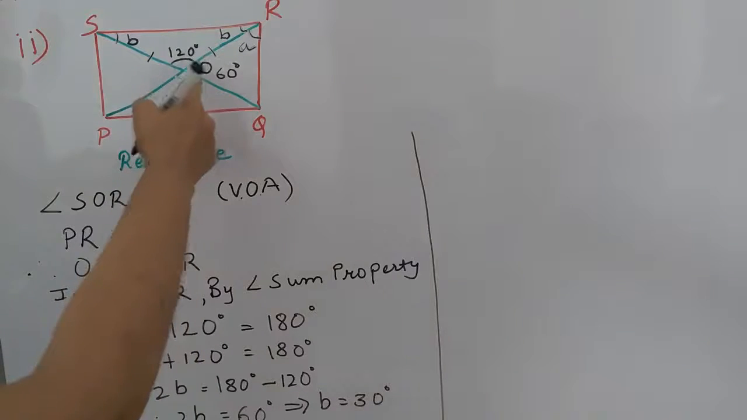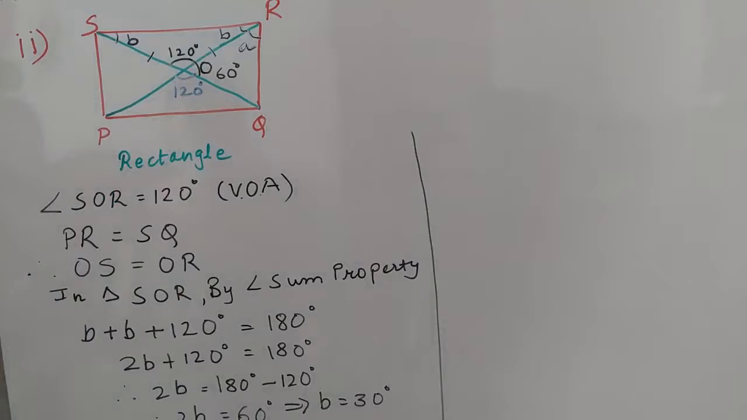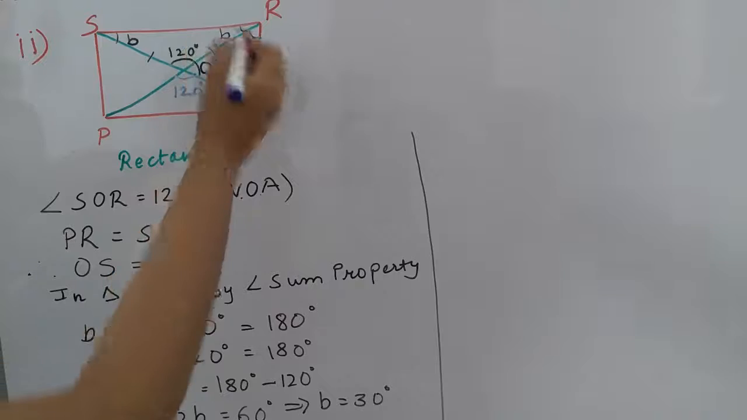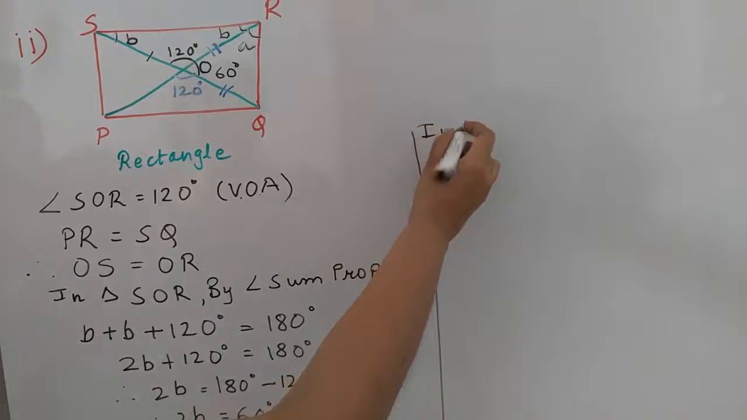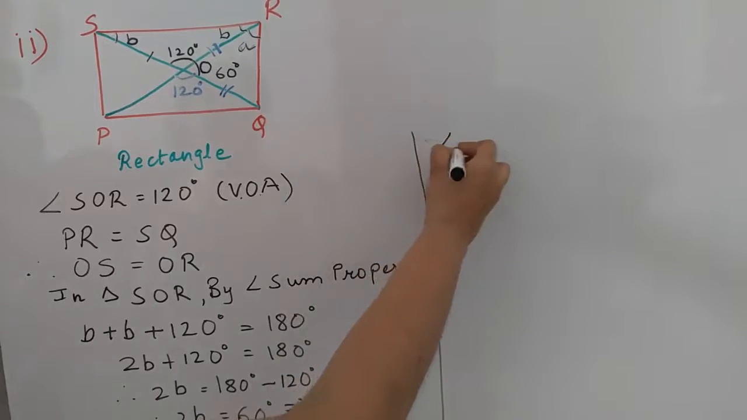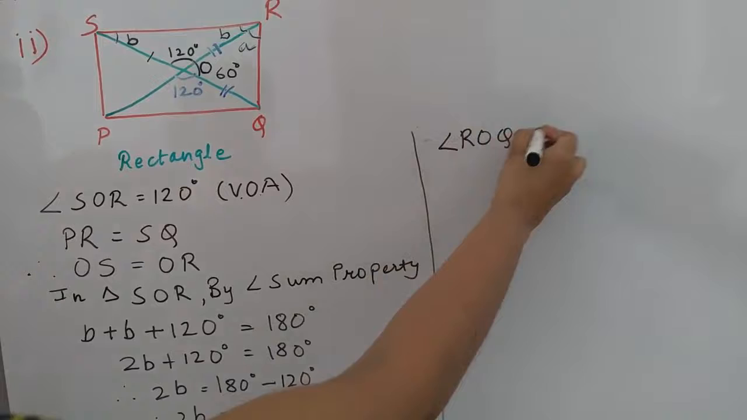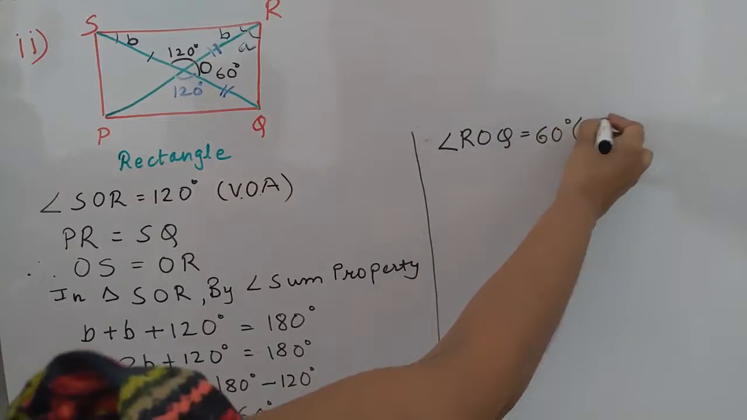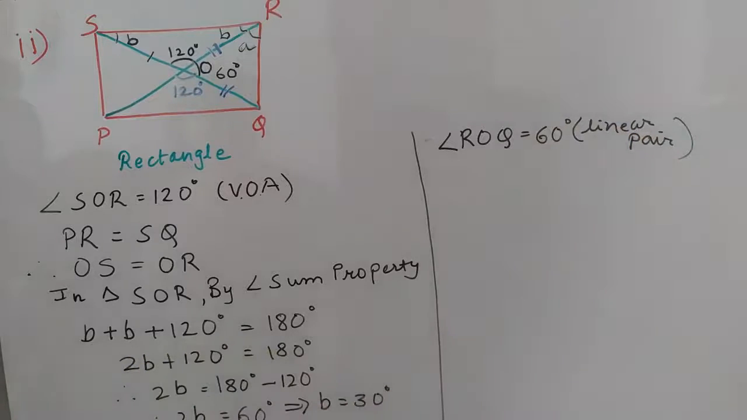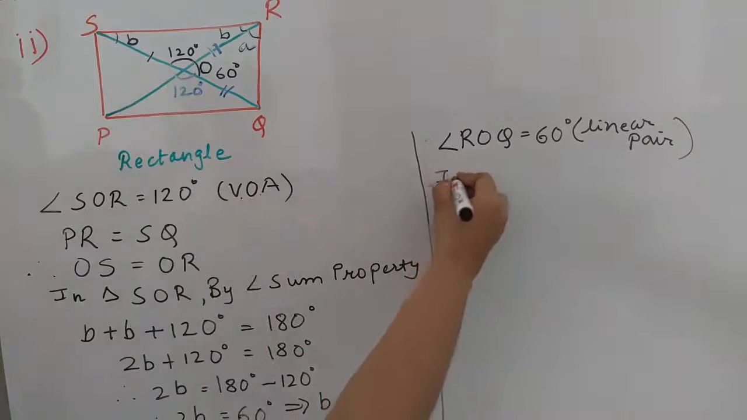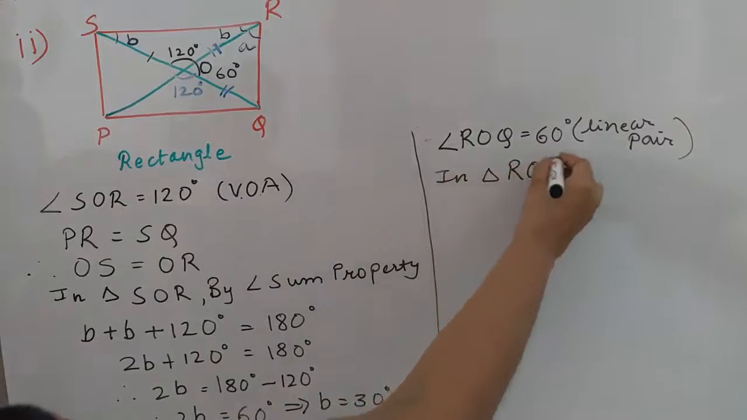And again PR is equal to SQ. So I can show that this OR part is the same as this OQ part. Halves of them are equal. So likewise, first of all I write angle ROQ is equal to 60 degrees. Why? Because it forms a linear pair. Okay, then next I write in triangle ROQ.